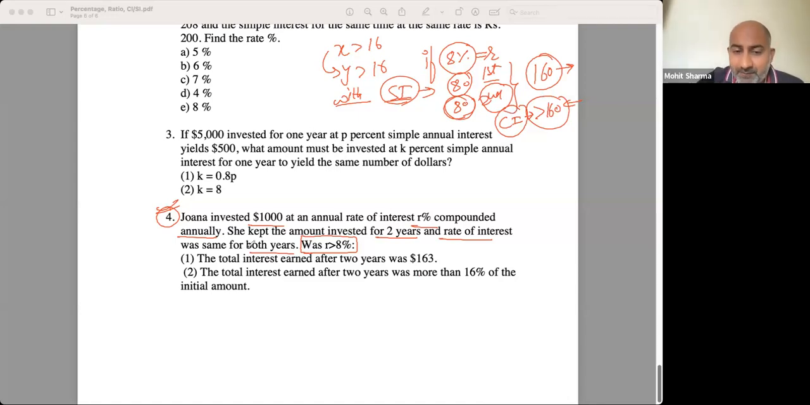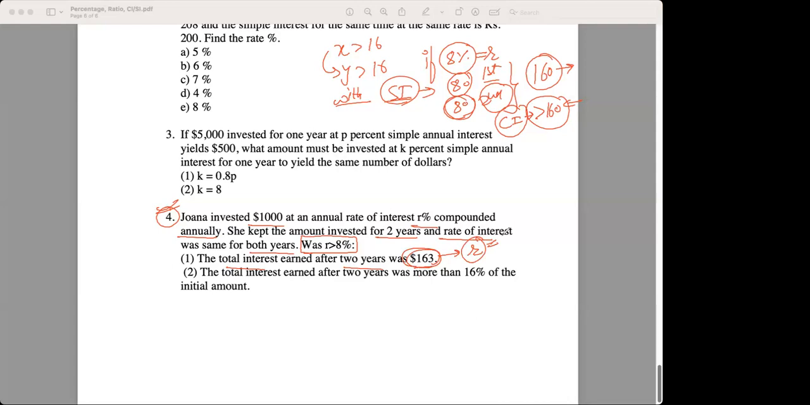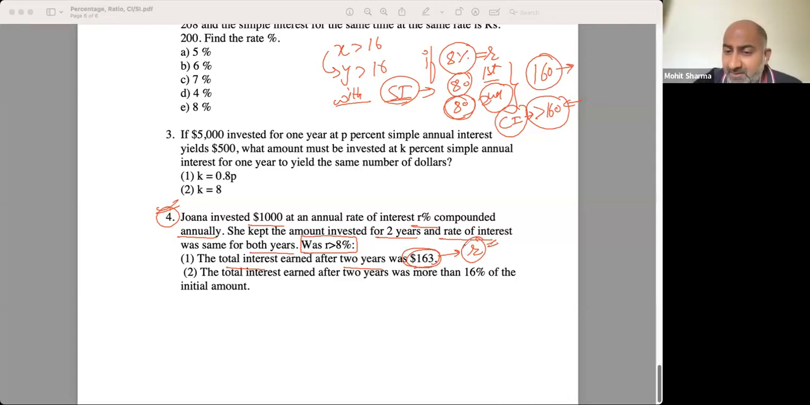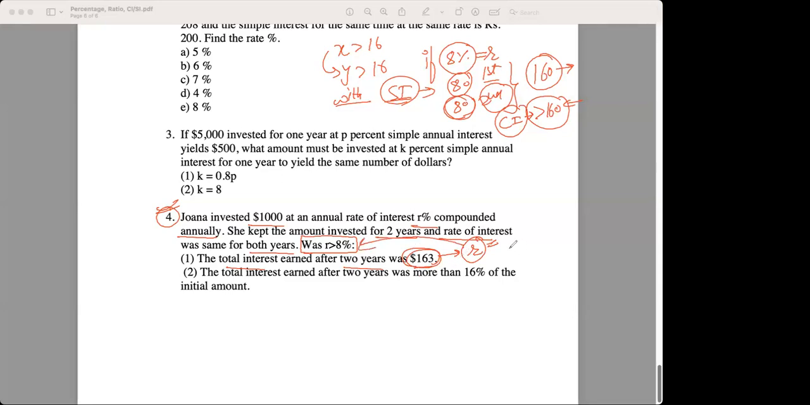Okay. First says the total interest earned after 2 years was 163. So the interest amount is given. If I do back calculation, can I find the value of R from there? Yes, sir, I can find. So can I compare that value with 8%, whether it'll be more than 8% or not? Yes, sir. So sufficient. I don't have to calculate.